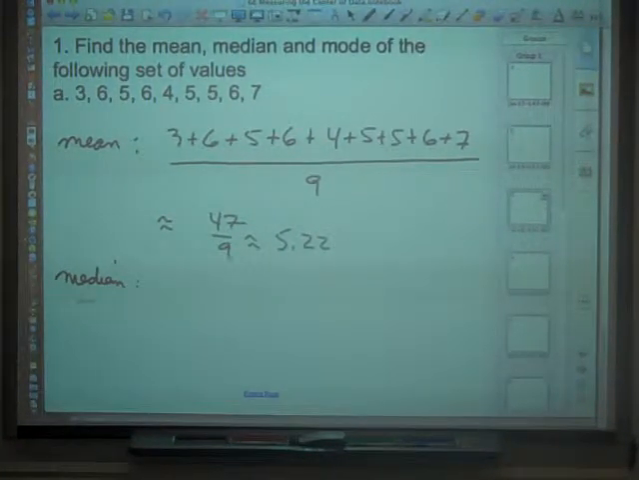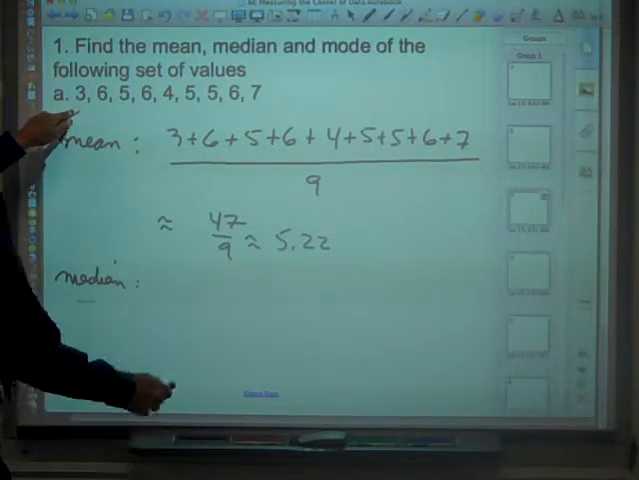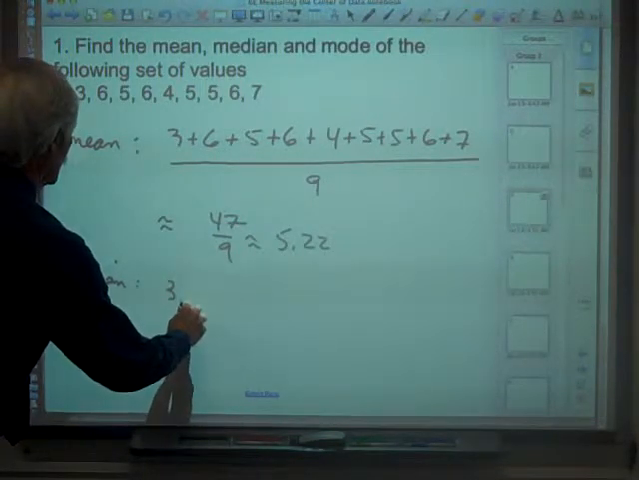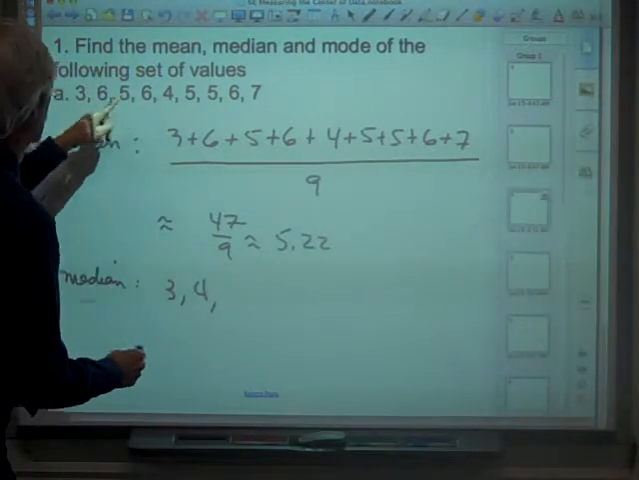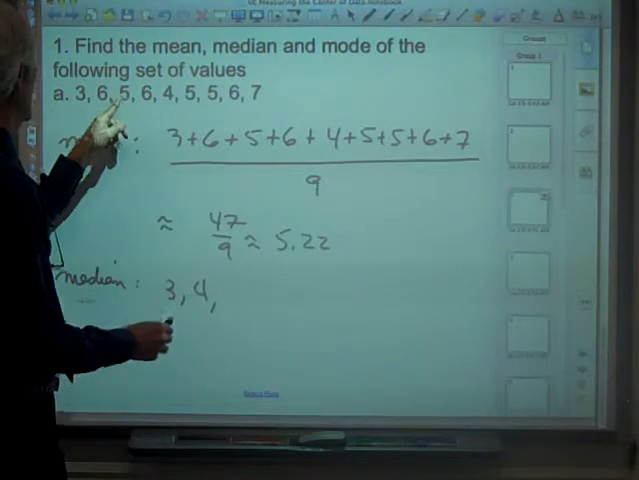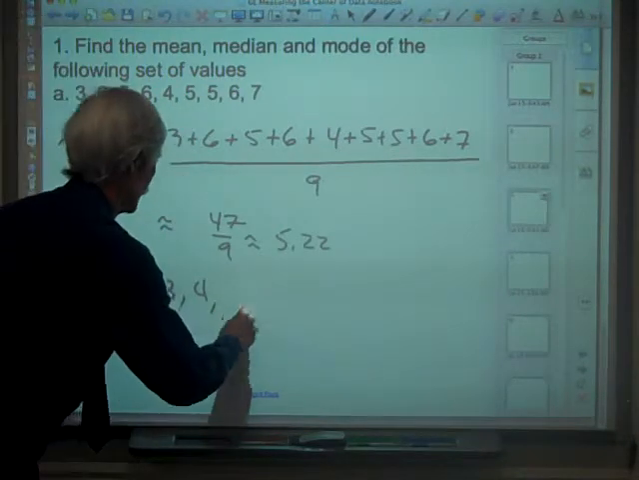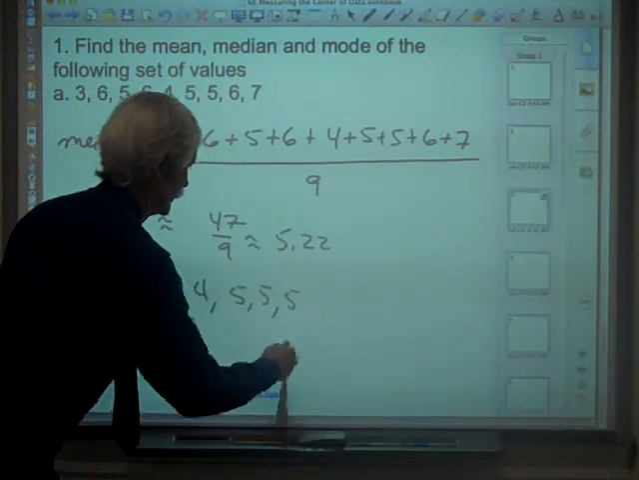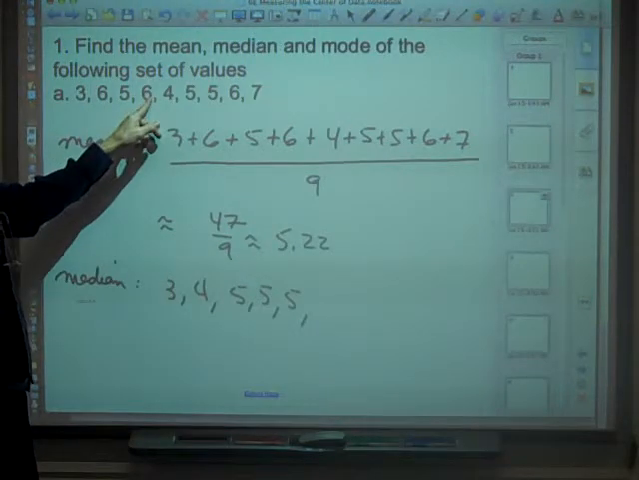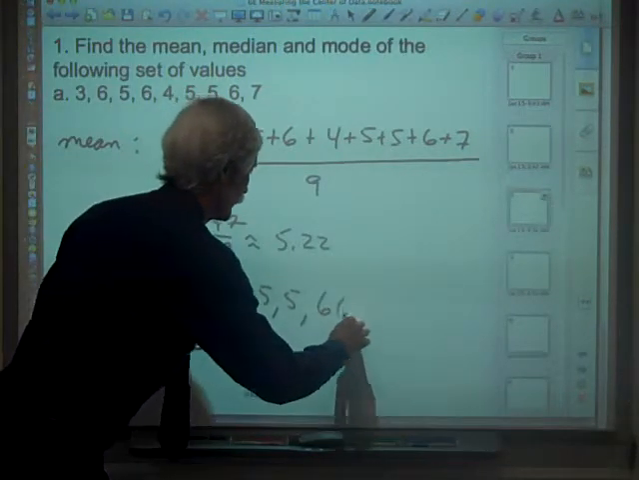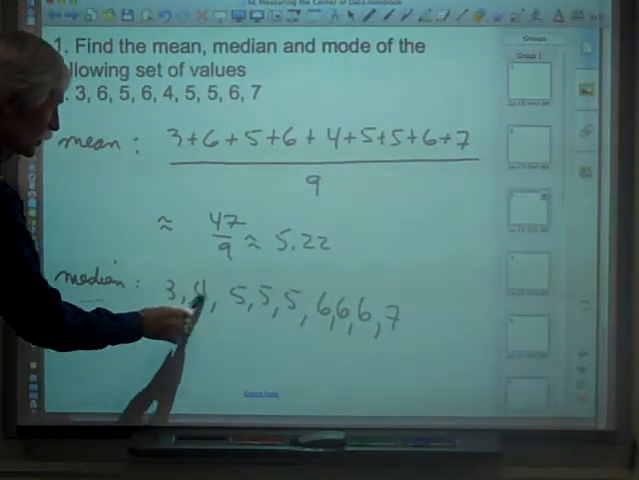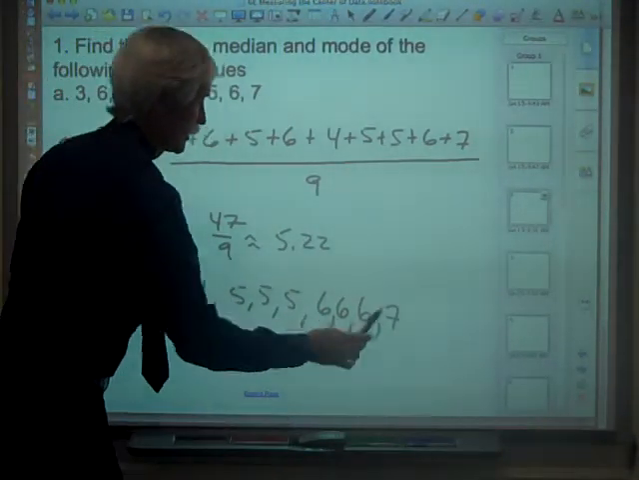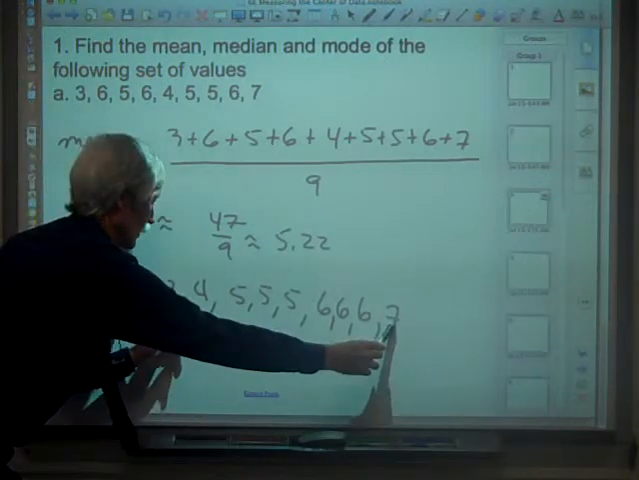And what do we do for the median? Put them in order. Good. 3, 4. Any more 4s? No. 1, 2, 3. 5, 6, 6, 6, 6, 7. Do I have all 9 of them? 1, 2, 3, 4, 5, 6, 7, 8, 9. There they are. Who's in the middle? 5.